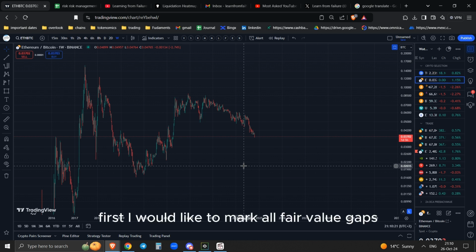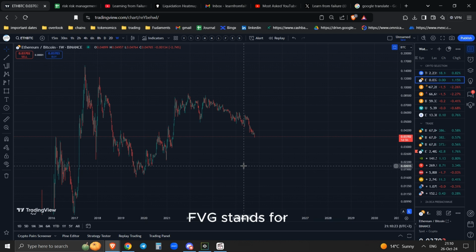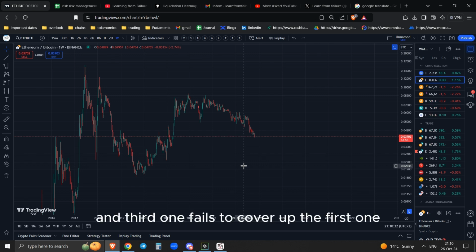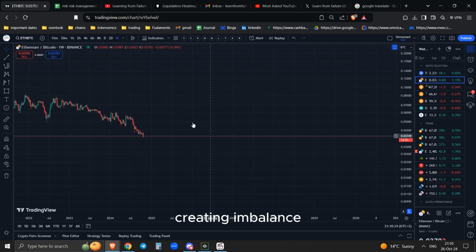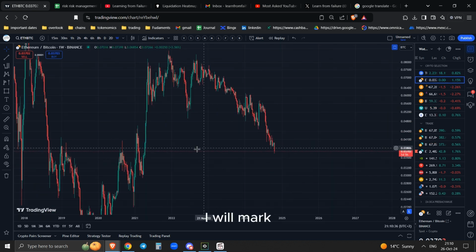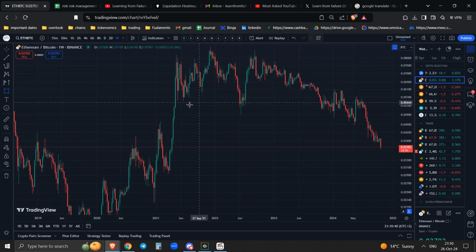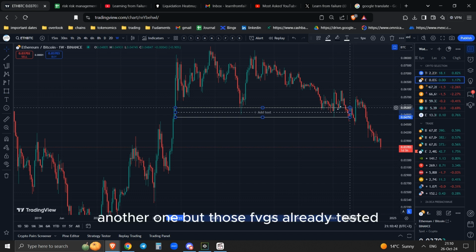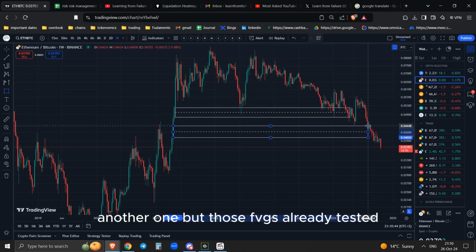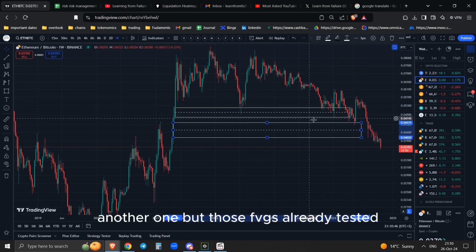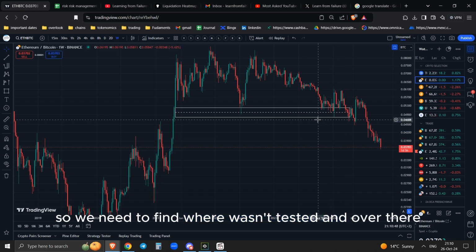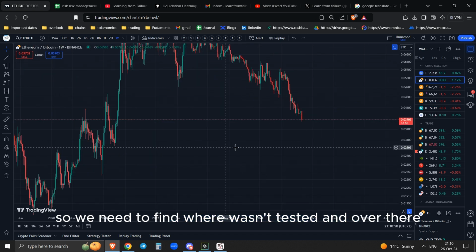First, I would like to mark all fair value gaps. A fair value gap stands for an imbalance between buyers and sellers. You can easily recognize it when you see three candles and the third one fails to cover the first one, creating an imbalance. I will mark there is a fair value gap and another one, but those fair value gaps were already tested, so we need to find where it wasn't tested.